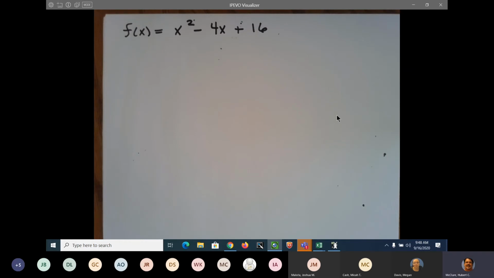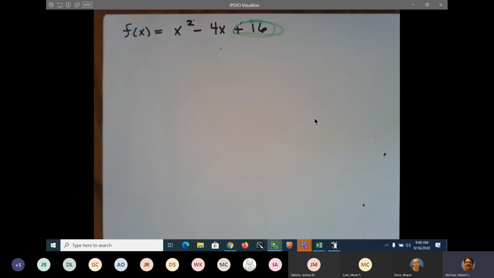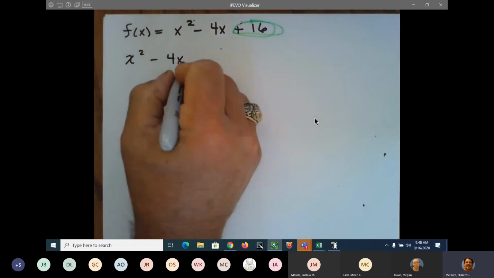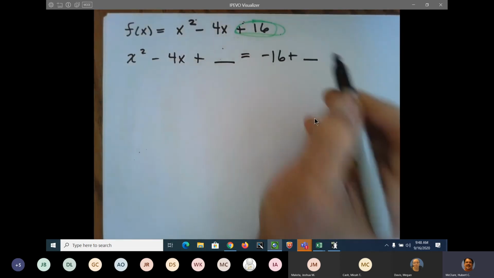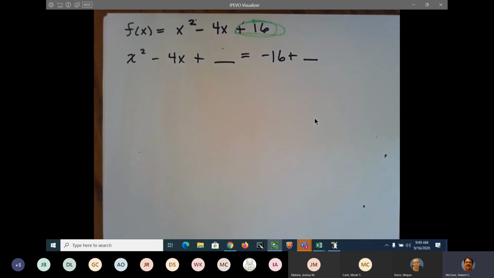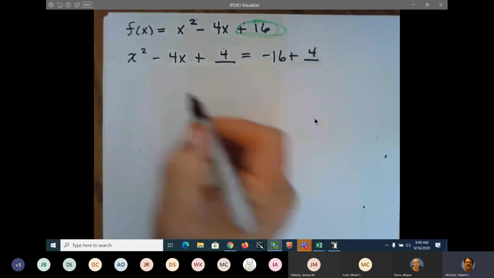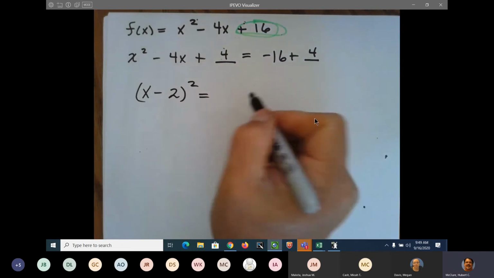Okay, so what do we have? Well, we know that the y-intercept is 16. That's pretty simple. So let's go ahead and set equal to 0. x squared minus 4x plus blank is equal to negative 16 plus blank. I went ahead and set it equal to 0 and moved the thing over. Half of 4 is 2. 2 squared is 4. x minus 2, quantity squared, is equal to negative 12.